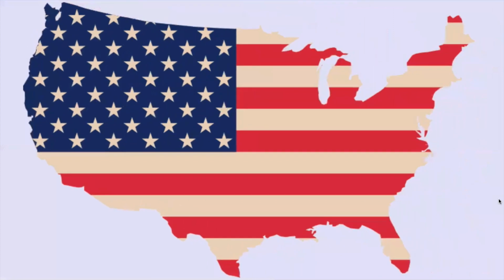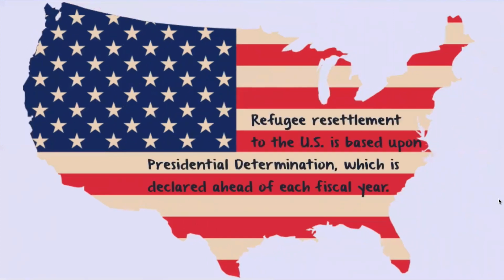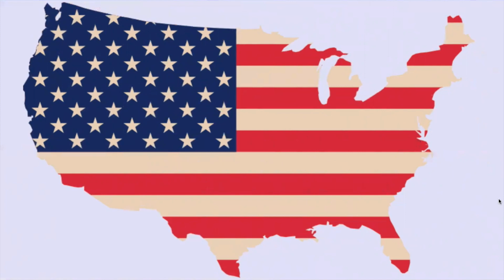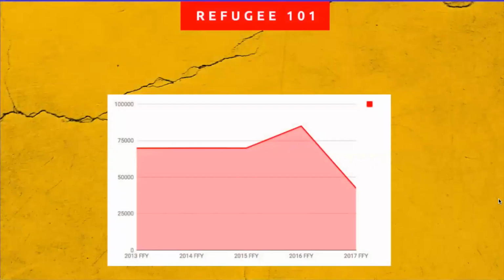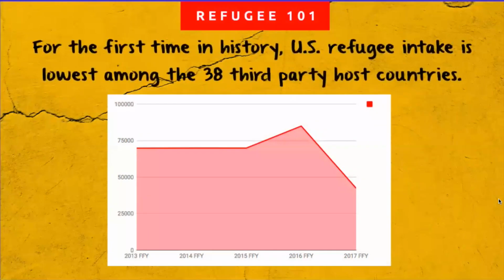Refugee resettlement to America is based upon presidential determination, which is declared ahead of each fiscal year. Prior to the 2018 fiscal year, the United States resettled approximately 2% of the world's resettled refugee population. In the last year, however, resettlement to the United States has curbed dramatically. For the first time since the Geneva Convention officially defined refugee status, America has dropped to the lowest ranking in terms of refugee resettlement out of the 38 third-party countries.